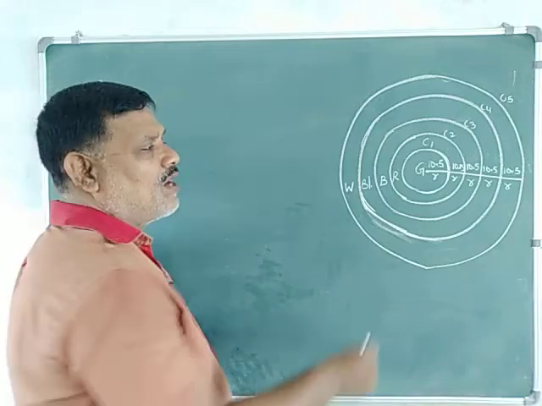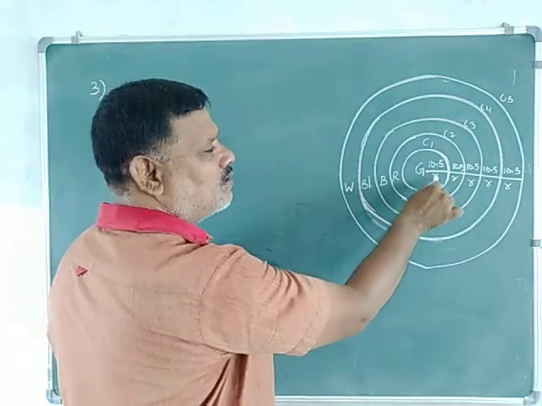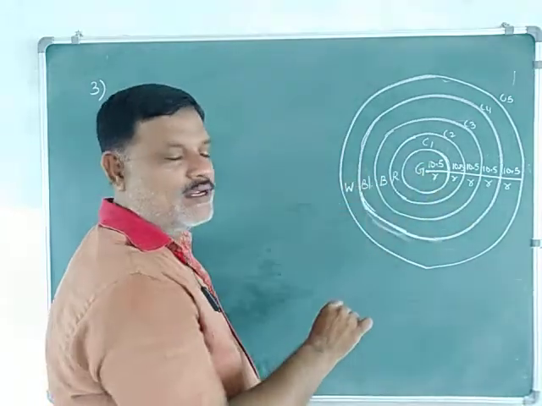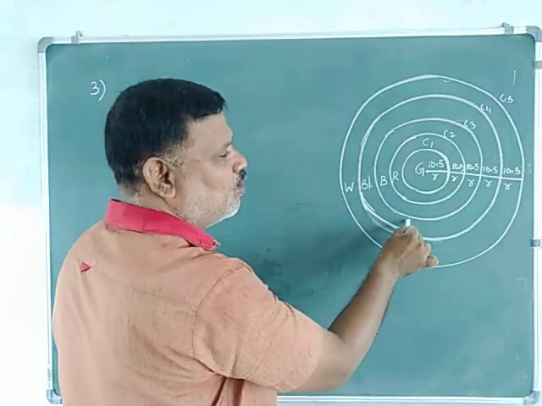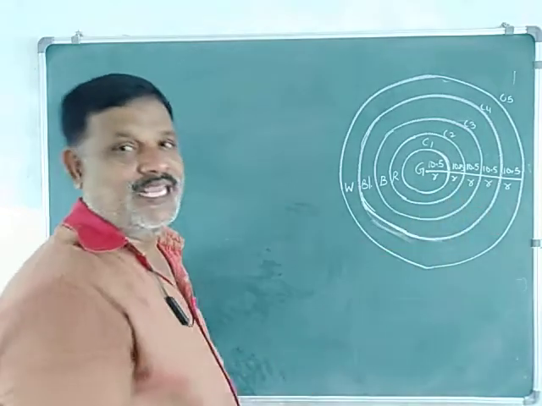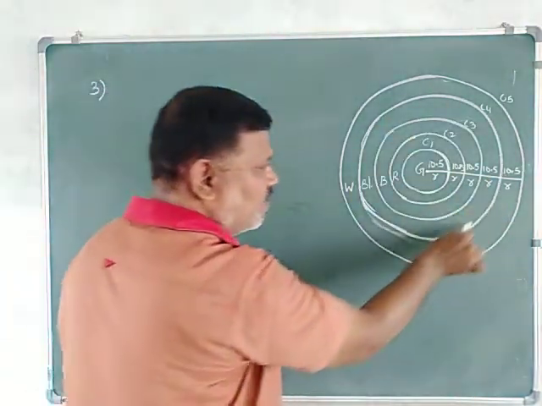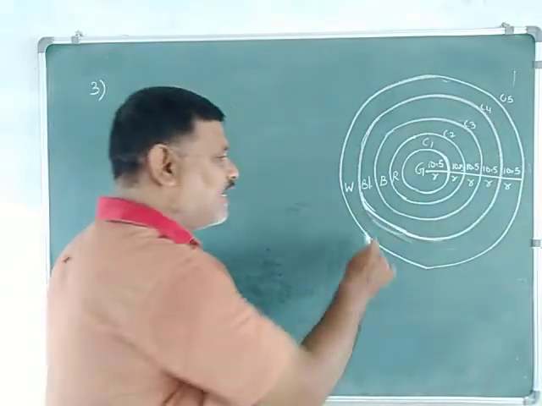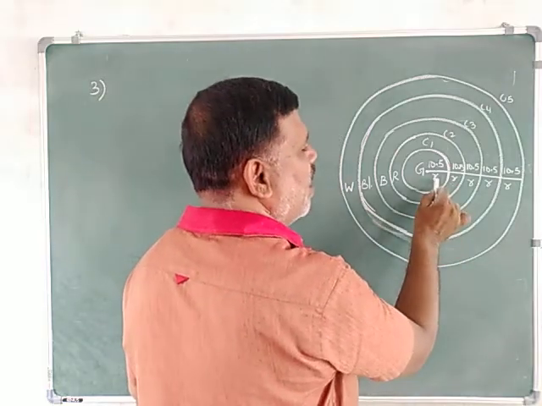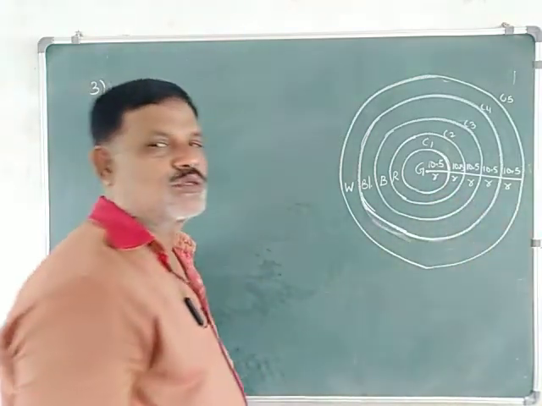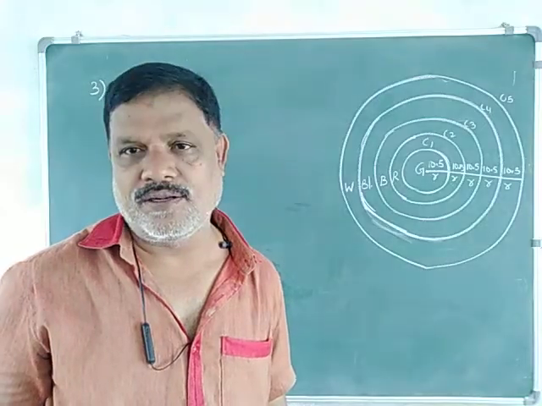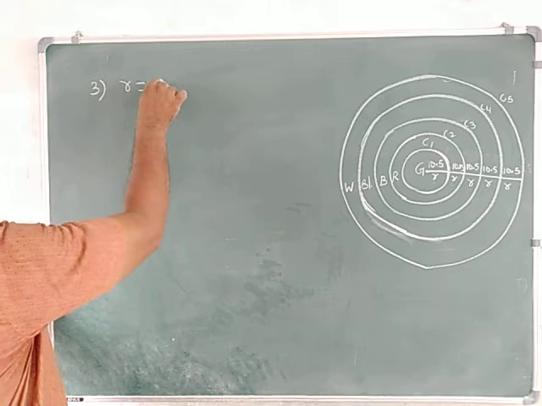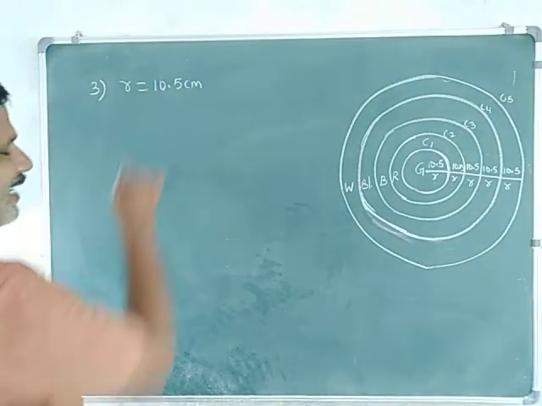Understand? Now, what is the radius of the circle C1? It is equal to r. The radius of the circle C2 will be equal to r plus r, 2r. The radius of the circle C3 will be equal to r plus r plus r, 3r. The radius of the circle C4 will be equal to r plus r plus r plus r, 4r. And the radius of the circle C5 is equal to r plus r plus r plus r plus r, which is 5r. So what is given for us? r equals 10.5 centimeter.